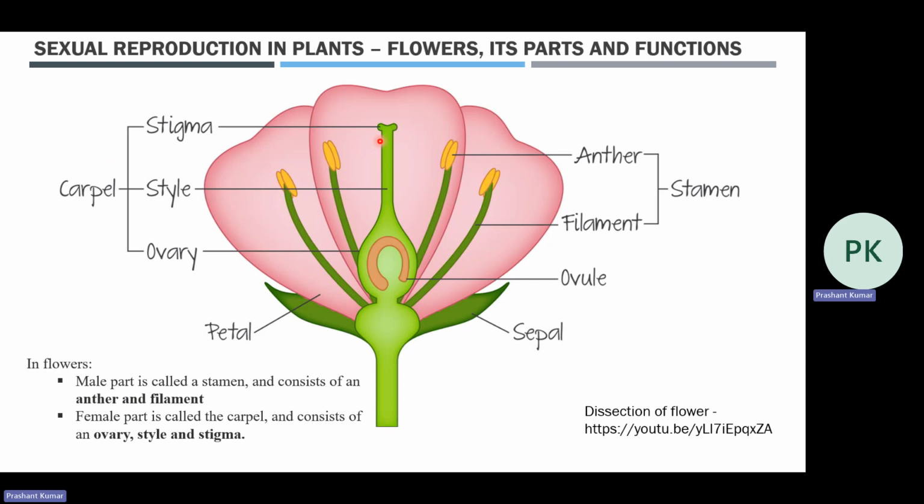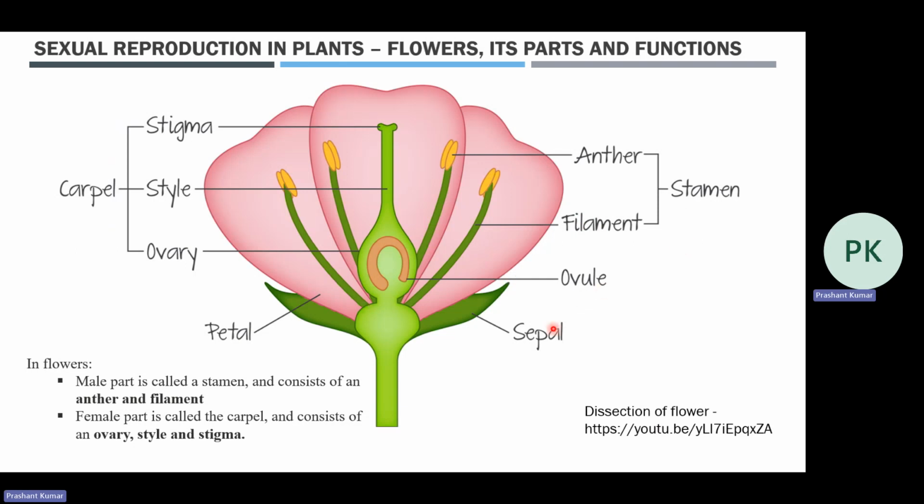In this case, we can see in the middle there is a stigma on the top where pollens are going to land. This is the style, and the style is going to connect the stigma to the ovary. Ovary is this one. This is the female part called carpel. This is the male part. Male part consists of anther and filament. Anther contains pollen grains, and filaments connect to the flower at the base, and we call them stamen. Stamen is the male part.